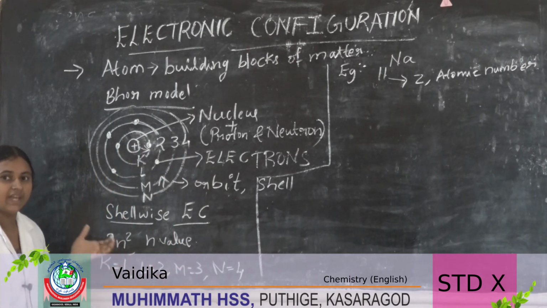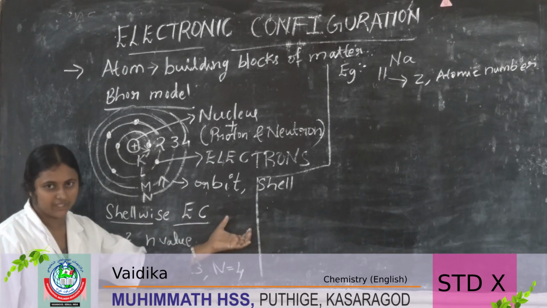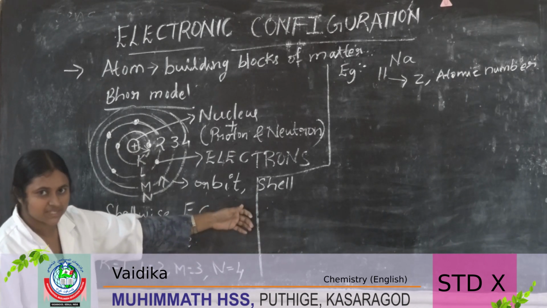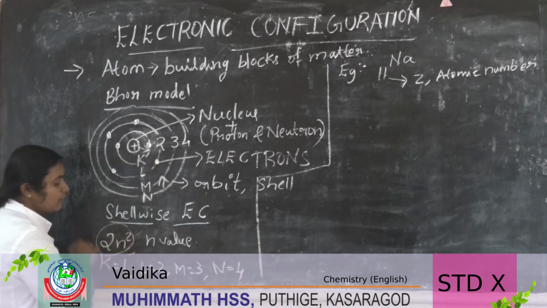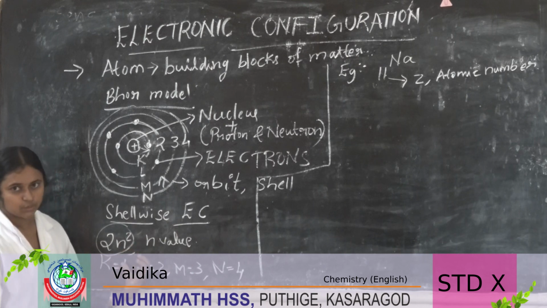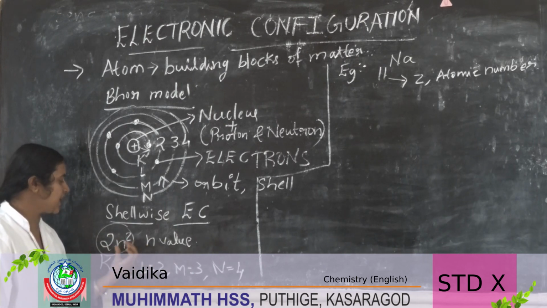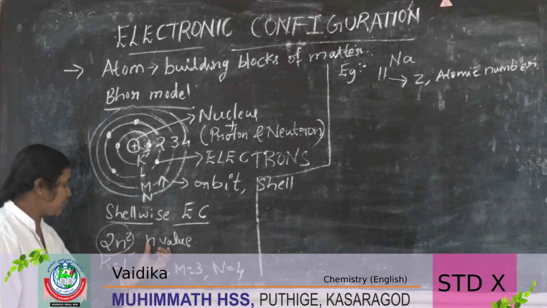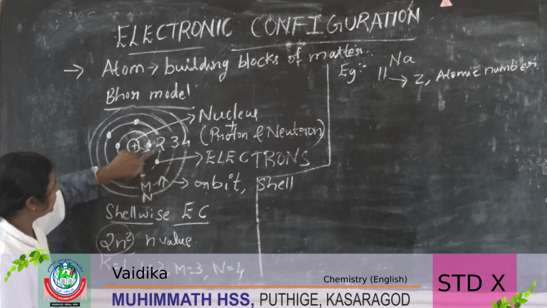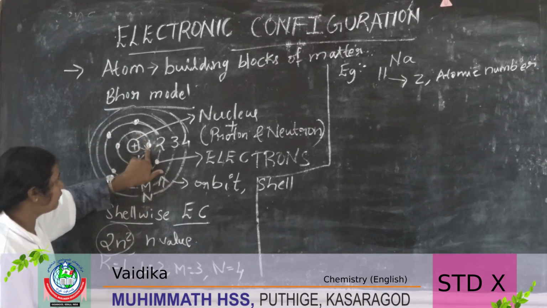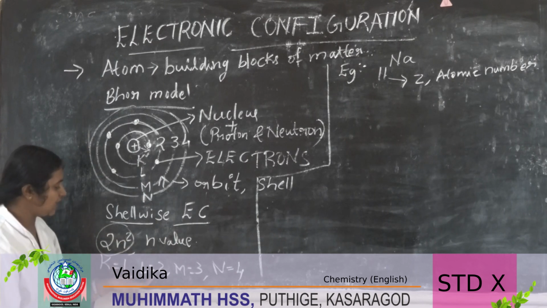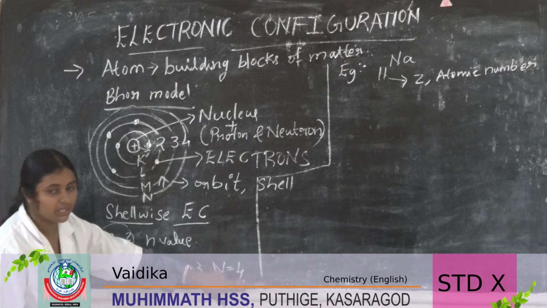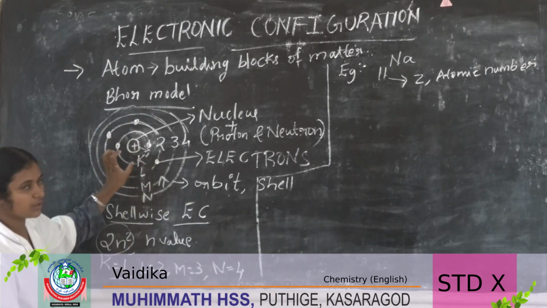So how can we write the shell-wise electronic configuration? You studied this in the 9th standard first chapter. It is written by using a formula, that is 2n square. What is the n value here, or how can we find the n value? The n value is the shell number. Here the shell number is 1 for K shell, right? So the n value for K will be 1, L will be 2, M will be 3, N will be 4, right?